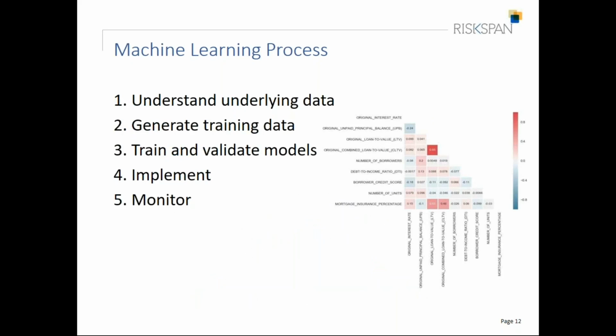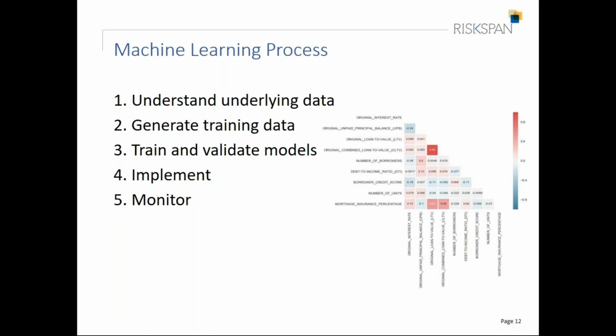So the machine learning process, broadly speaking, has a couple different components to it. The first of which is to understand the underlying data that you're going to model. On the right here, I have a heat map taken from an analysis that shows the correlation between pairs of variables. That's really important and has implications for your modeling down the line.